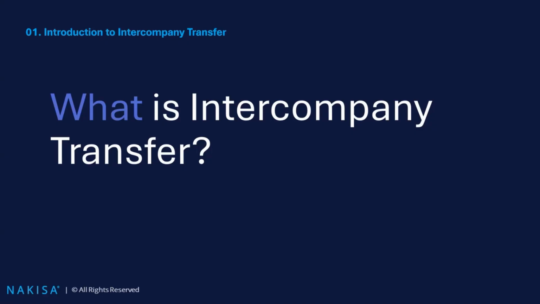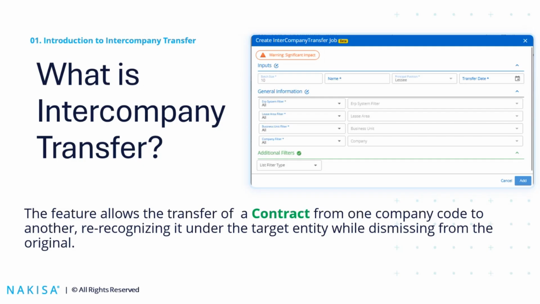So, the introduction for the intercompany transfer. What is intercompany transfer? In our next gen, this feature allows you to transfer a contract from one company code to another company code, whereby it will be recognized in the target entity. At the same time, it will be derecognized from the current entity where it stands when you're transferring it.